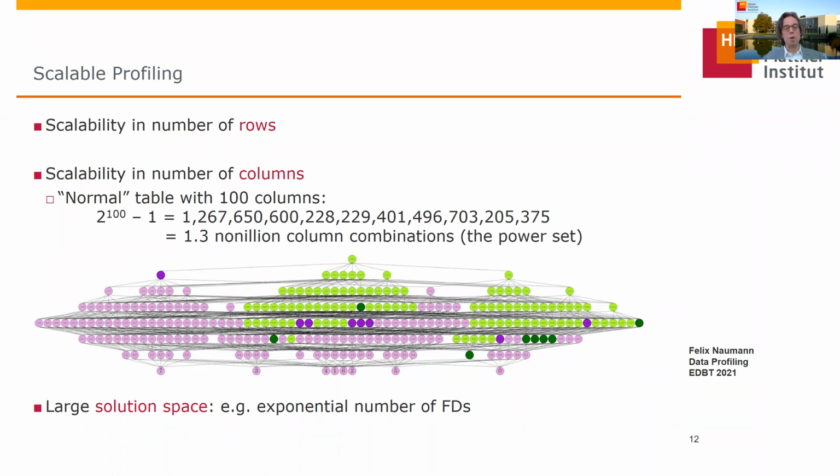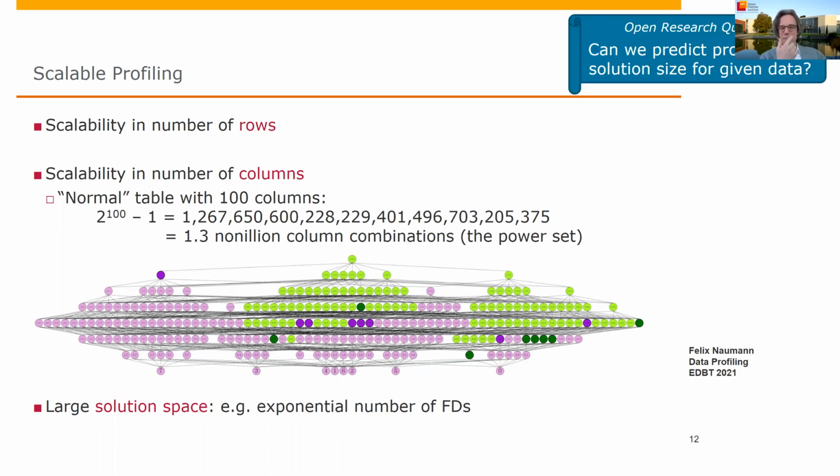What is worse, though, is that the solution space is also very large. In principle, there could be an exponential number of functional dependencies or key candidates in any given table. That's already quite bad, but nevertheless, we can get there. An interesting research question, open as far as I know, is: can we somehow predict the problem and solution size for a given data set? Can we make use of known properties of the data to do some pruning or to understand how complicated it will be to discover? Because of course, these extreme cases are not very realistic.